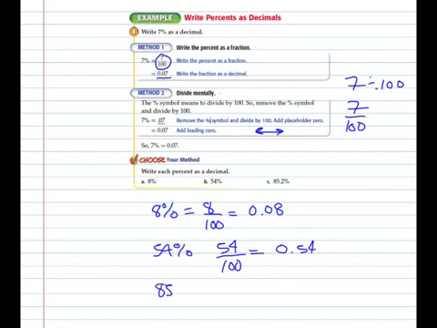Example C, 85.2%. We're going to divide that 85.2 by 100, so we don't have to worry about that decimal point. And our result then is 0.852. 85.2% as a decimal.